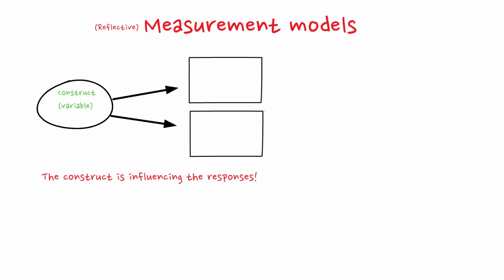Take, for example, depression. It can be measured using the Beck Depression Inventory, or BDI. In the model, depression is shown in an oval, and each BDI item, like "I feel sad" or "I have lost interest in things I used to enjoy," is shown in a rectangle with arrows connecting them.